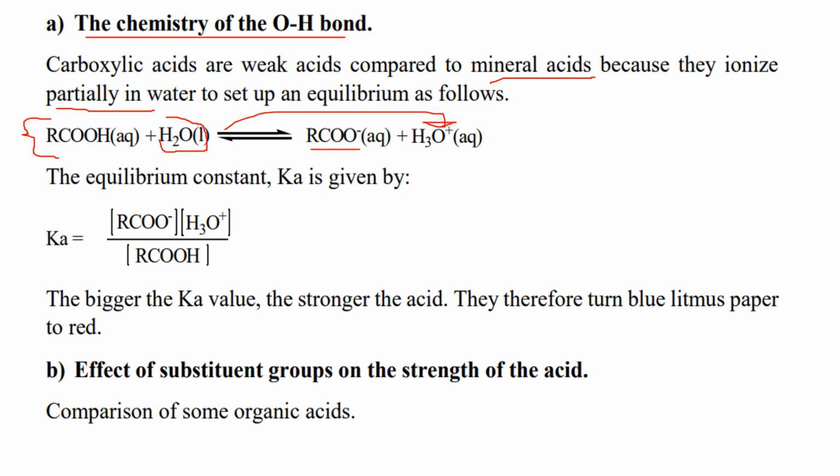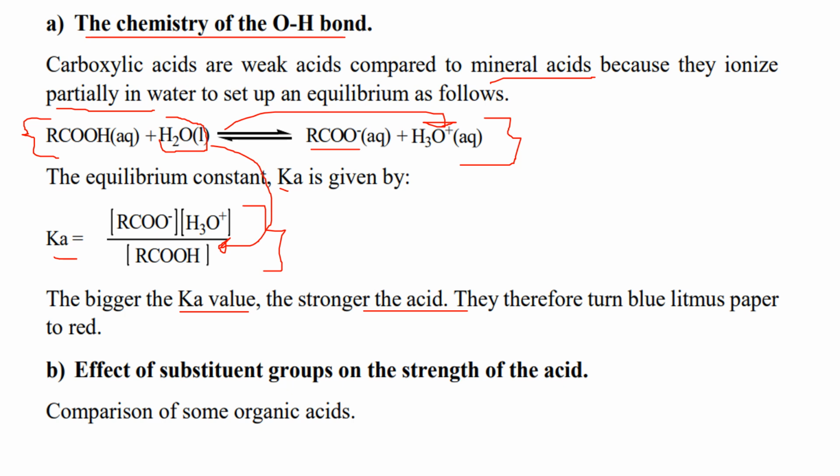Now the equilibrium constant, which is Ka, is going to be given by the following expression. It is always the molar concentration of the products raised to their appropriate powers divided by the molar concentration of the reactants raised to their appropriate powers. But you notice that here water is not included in this formula. The reason for that is because water exists in excess, so if it exists in excess, we don't include it in our formula. So Ka is given by this expression. Now we are saying that the bigger the Ka value, the stronger the acid.